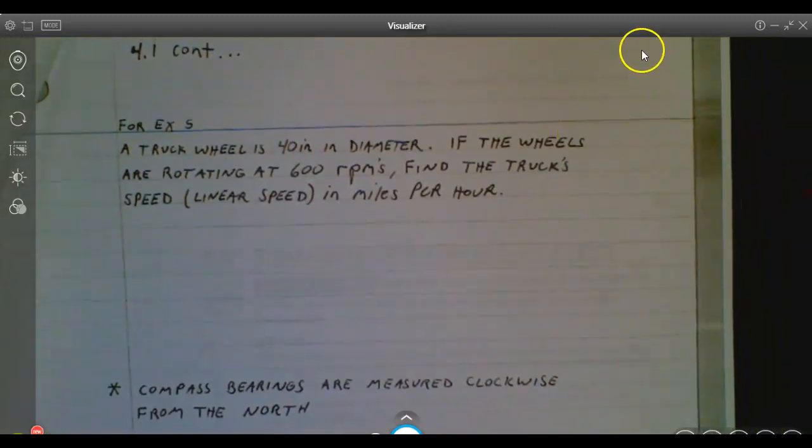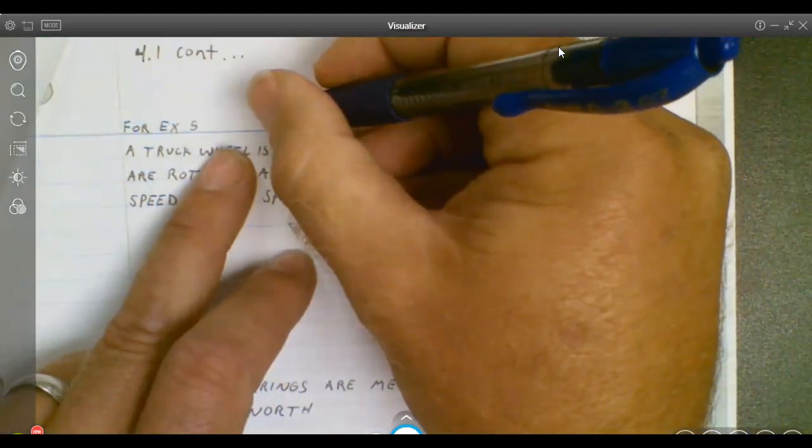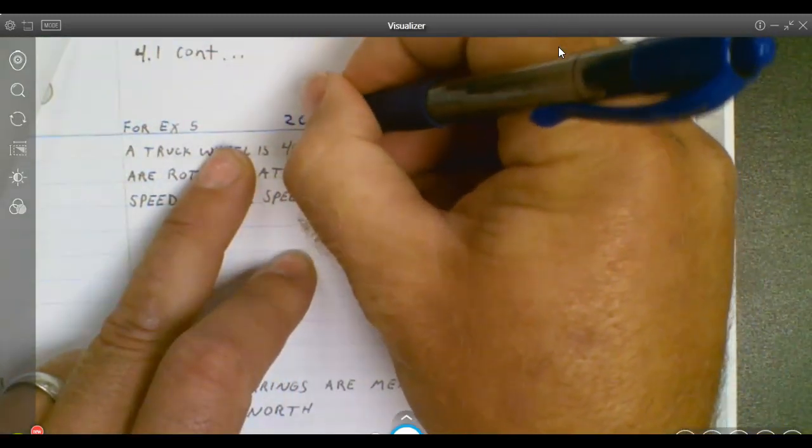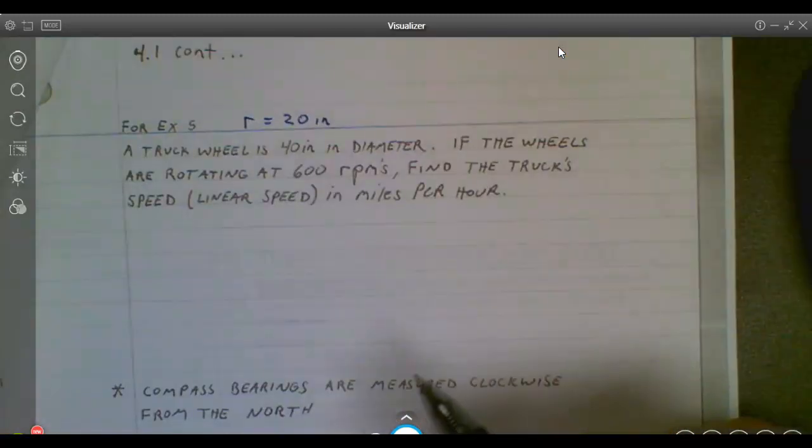Always okay to pause and give this one a shot. So we know 40 inches in diameter, so of course right off the bat let's start thinking 20 inches is the radius. So let's start setting up our conversion here.